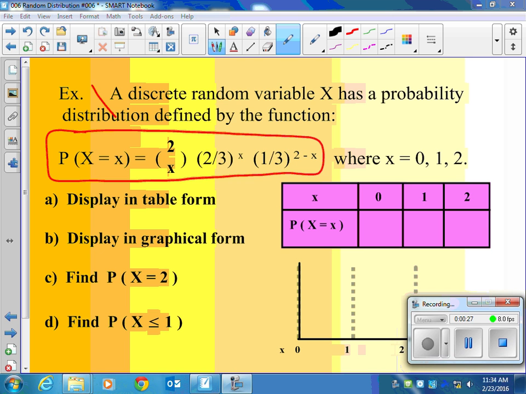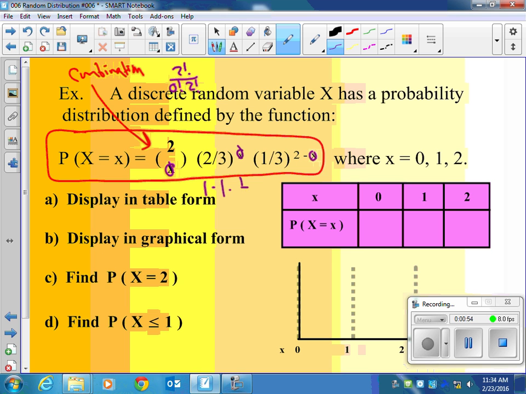This is a combination. So when I see 2, we're going to start with 0. 2 choose 0 is going to be 2 factorial over 0 factorial times 2 minus 0, or 2 factorial. What is that? 1. So this will be 1. 2/3 to the 0 is 1. 1/3 to the 2 is 1/9. Oh, that was easy. 1/9.